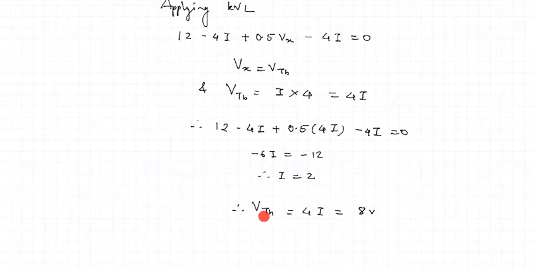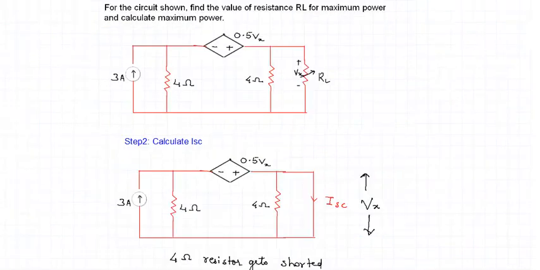Moving to step number 2. Step number 2 differs when independent sources are involved. When there were only independent sources, step number 2 was to find the equivalent resistance of the network. Equivalent resistances are obtained by replacing the sources by the internal resistance. So we can replace 3 amperes by the open circuit. But what about the dependent source?